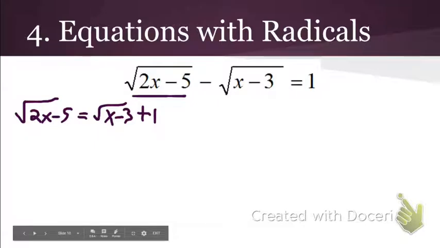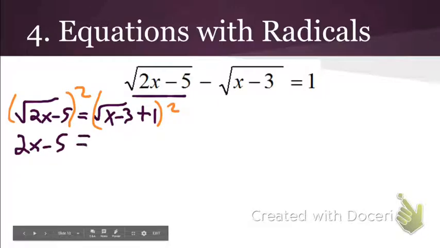So now we're going to square both sides. So we're going to raise both sides to the second power. And then the left side is nice. That'll just cancel out the radical and the square, and you'll get 2x minus 5 on the left.